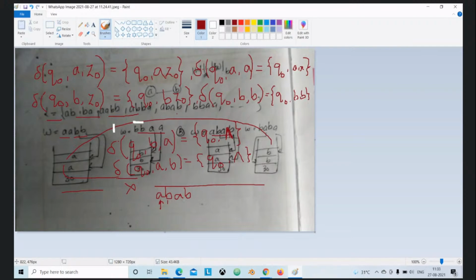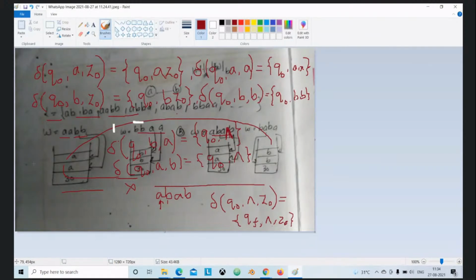And one more thing is left: when we have completed reading the string, then in the state q naught we'll read an empty from the input tape, and the top of the stack should be z naught definitely. Then in this case, we'll move to a final state, f, with empty, z naught.